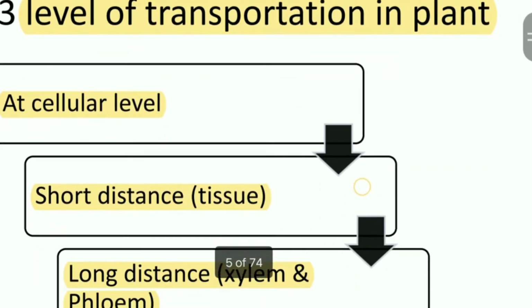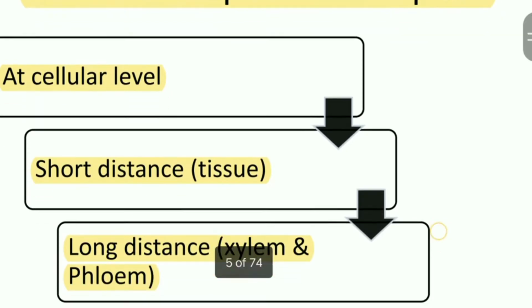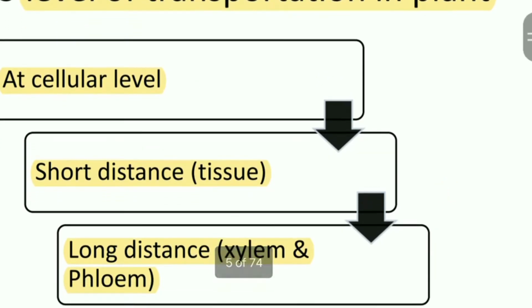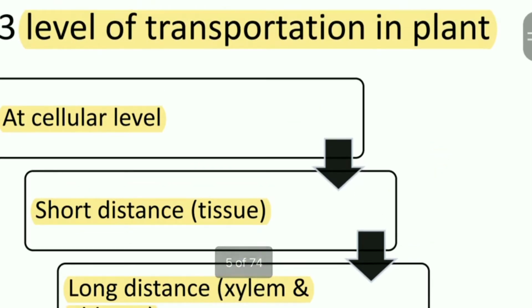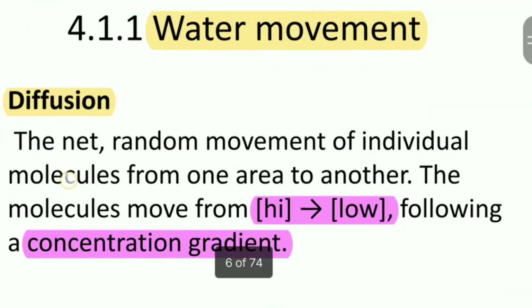Now, there are three levels of transportation. At the cellular level, that is, on the level of cells; short distance, like between tissue transportation; and then long distance, that is between xylem and phloem. So there could be three levels of transportation on this basis. Now we come to water movement.